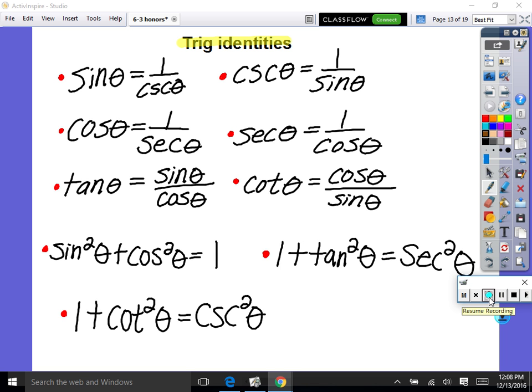Now I want to point out something really interesting here. If we know this trig identity, watch what happens. You will see this so much in calculus, guys. If you see this, can't we get cosine squared of theta alone by subtracting sine squared theta? Watch. Subtracting sine squared theta.